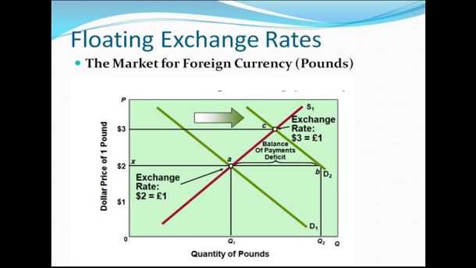So demand for the British pound will increase, which is shown in this graph. Demand shifts from D1 to D2. The equilibrium moves from 2 US dollars to 1 pound to 3 US dollars to 1 pound.